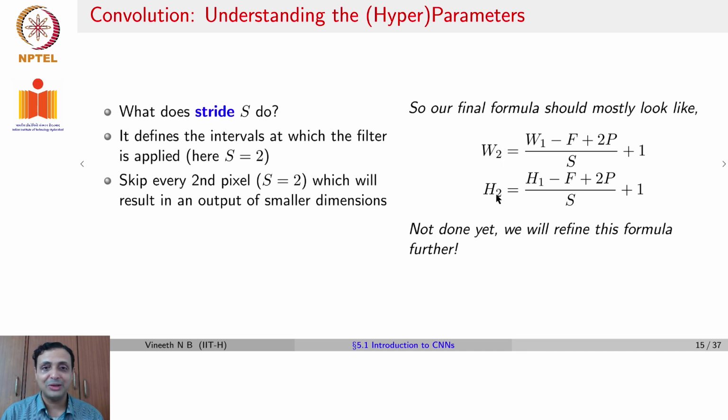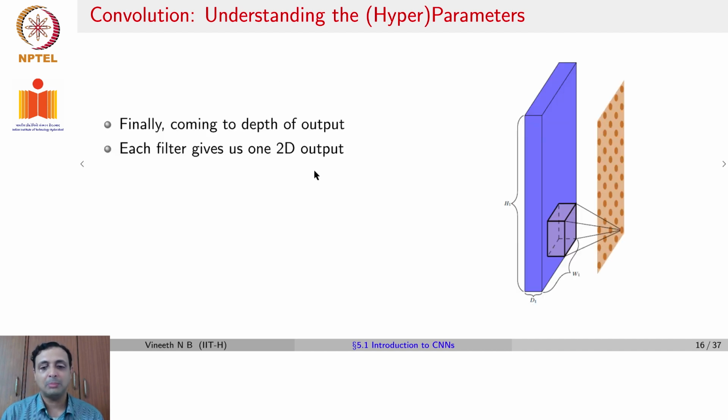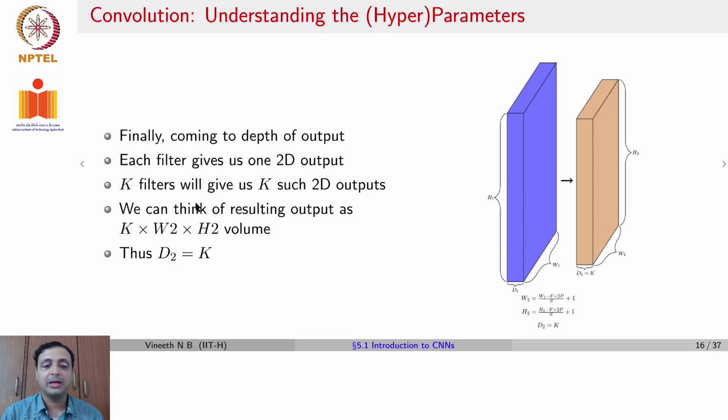Are we done with finding the values of W2 and H2? Not yet done. There is one more detail left, and that detail is the depth of the output. As we already mentioned, the depth of the output comes from using multiple feature maps or multiple filters. Each filter gives us one 2D output, and k such filters will give us k such 2D outputs. As you can see now in the output region, we are saying now that the depth D2 is k. That's the number of filters you used.